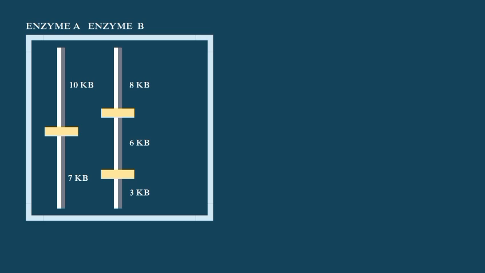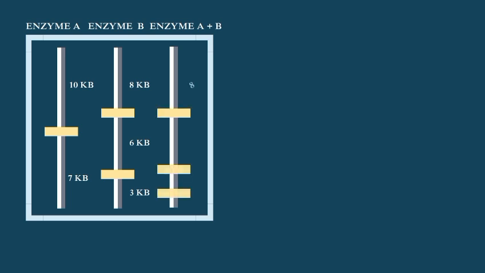We digest the DNA with both enzyme A and enzyme B together. This triple cut produces four fragments: 8 kb, 6 kb, 2 kb, and 1 kb. Using the sizes of these fragments, we can piece together the exact order of the cuts along the DNA.